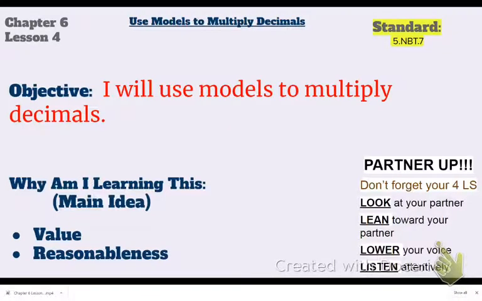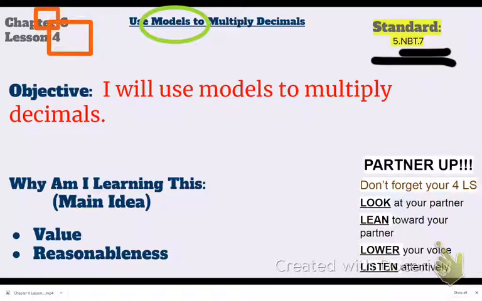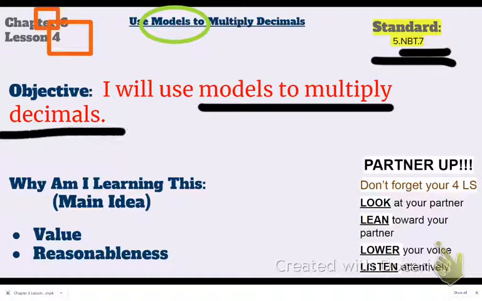We're on Lesson 4 today. We're going to be looking at using a model in order to multiply a decimal. It is a 5th grade standard. It is something we have to learn. And again, I'm hoping that models will help us multiply with decimals.